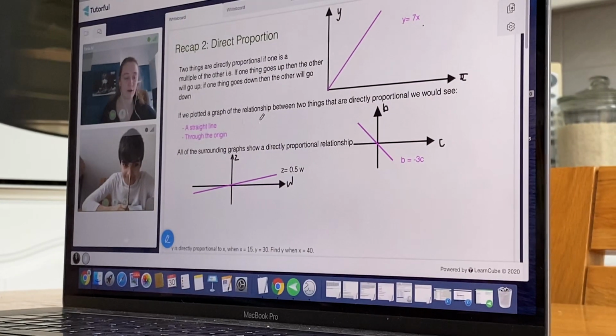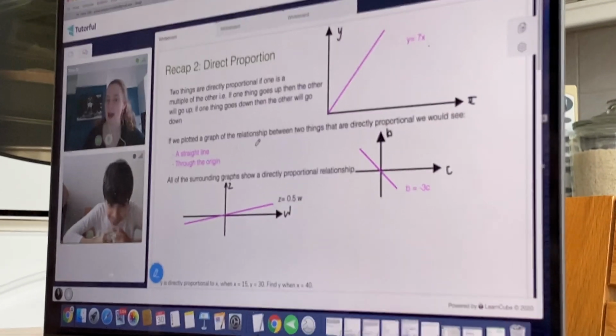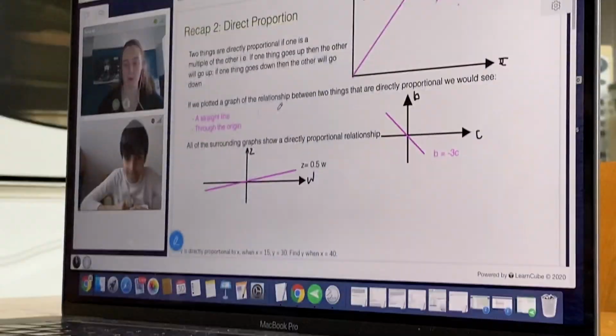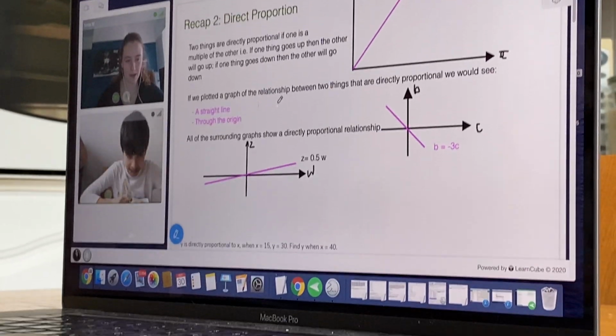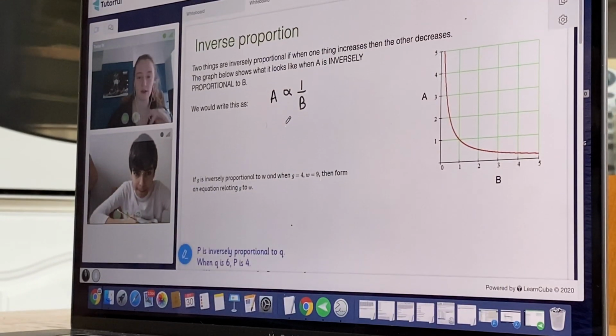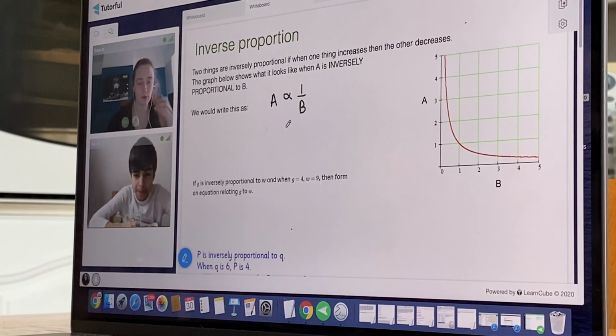So just leading on from proportions, we'll go over direct proportions, which was the new thing that I introduced last time. Do you remember? Yes, I remember. And then if you're finding that okay, we might have a look at inverse proportion, which is exactly the same, but the opposite.